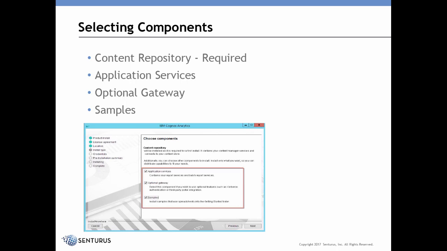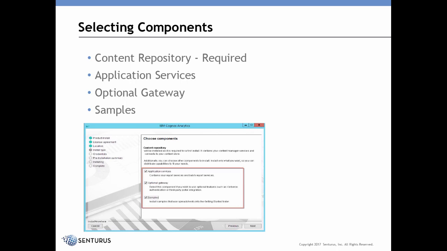Content repository is the new name for what was called content manager. Application services is what they used to call application tier. Gateway is now called optional gateway. Not really optional, but you can actually run a version of Cognos now without a gateway. You can completely interact with the dispatchers, but we'll talk about that as well. And some of the samples are now included in the actual server installation software, so that's a nice thing as well.